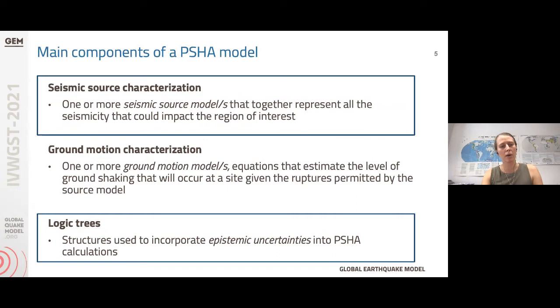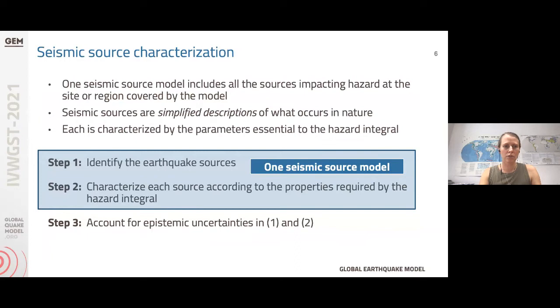So the two first steps in seismic source characterization are identifying the earthquake sources and then characterizing each according to the properties required by the hazard integral. And together, these produce one seismic source model, which considers all of the seismic sources that should impact hazard at the site covered by the model.